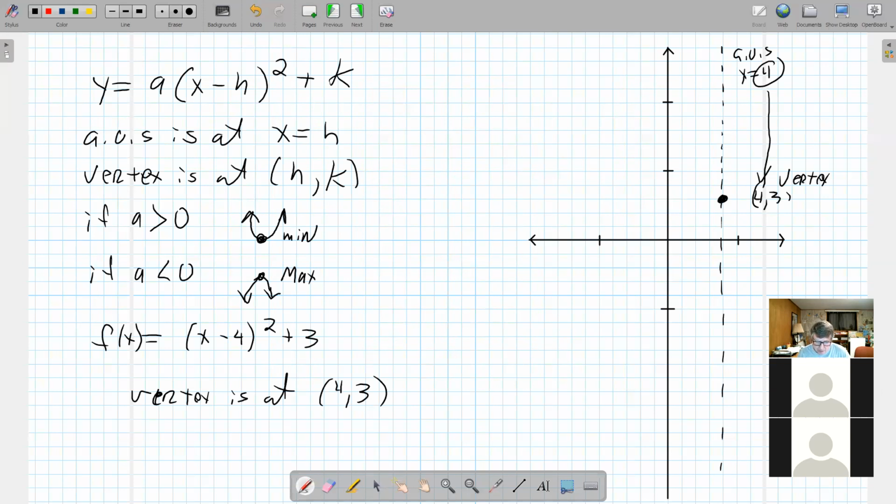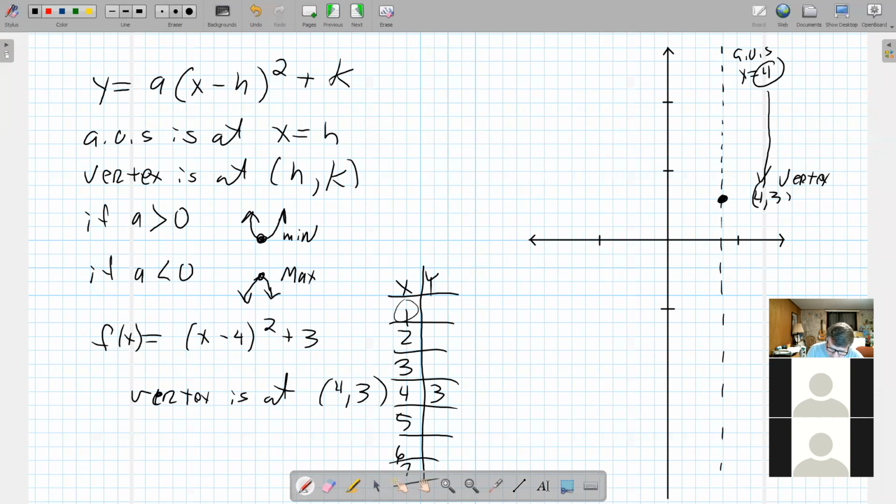Okay, now doing this freehand, that is not doing it on WebAssign, what I would do is I would take that vertex and I would put it in the middle of a table. And then I'd go 5, 6, 7, 3, 2, 1. And I'd plug in the values, okay? And I'm just going to do this quickly in my head. If x is 1, 1 minus 4 is negative 3. Negative 3, the quantity squared is 9. 9 plus 3 is 12, okay?